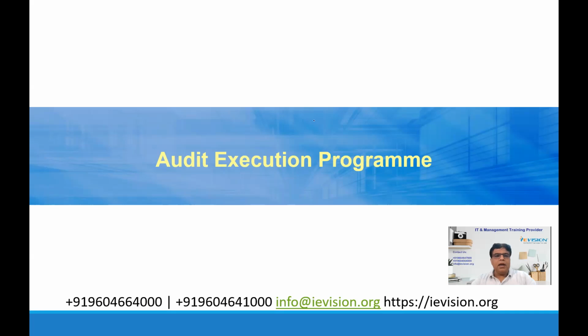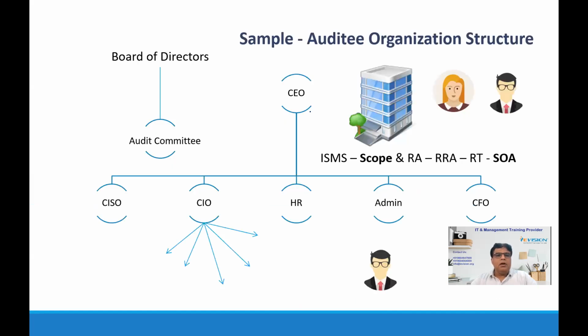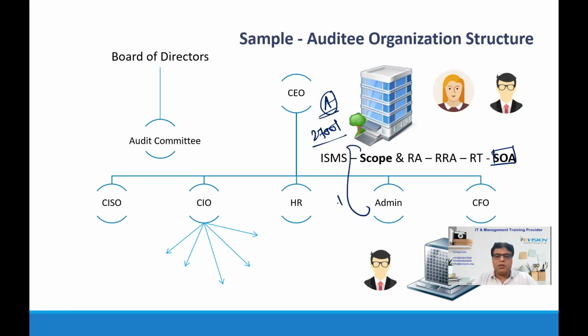Now coming back and getting into the overall audit execution program. This is a sample organization where the auditee would like to get ISO 27001 certified. They will implement the ISMS and define the scope and statement of applicability. Based on that, they will approach the certification body. How is the certification body approached? That is what we call the initiation.